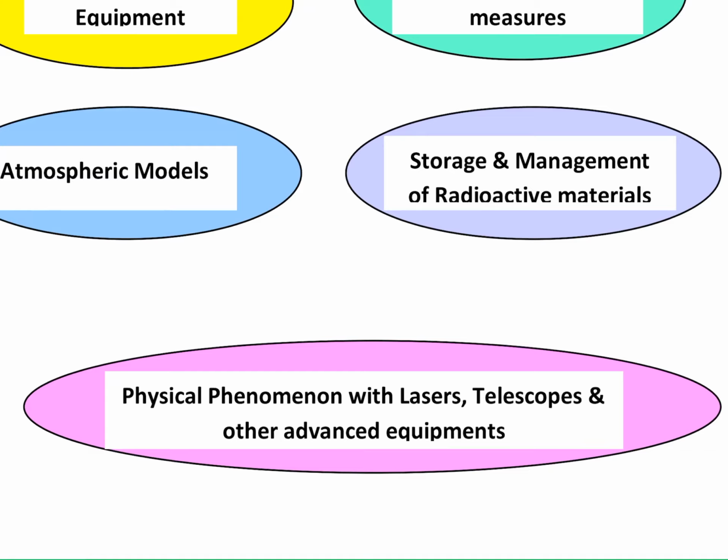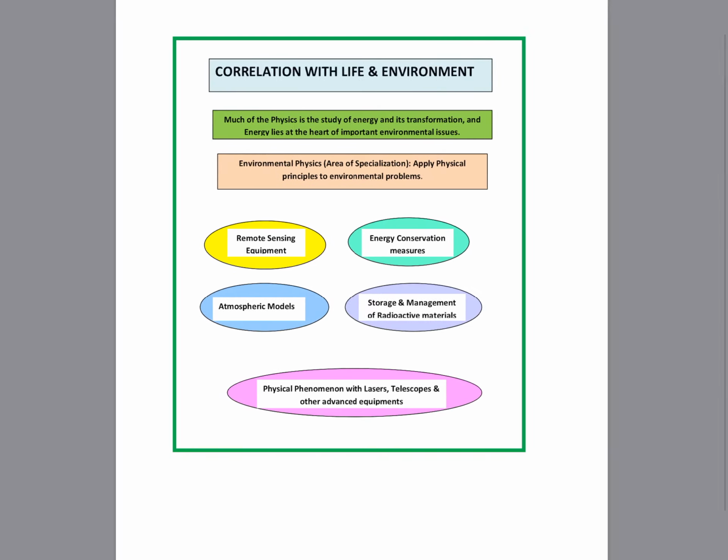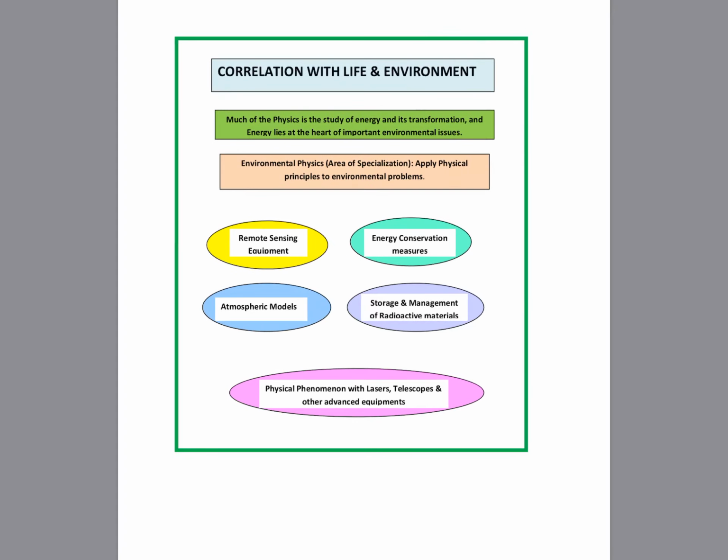And similarly, physics has given us lasers, telescopes and other advanced equipment to study the physical phenomena which are taking place in the environment, or let us say in the universe. So these are the different correlations of science within the subsets, with other subsets, and with life and environment.